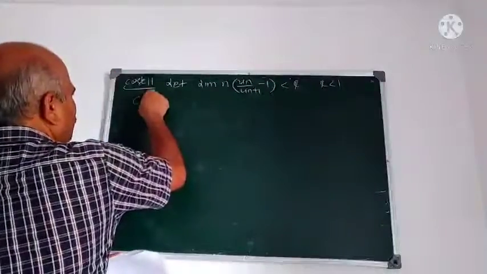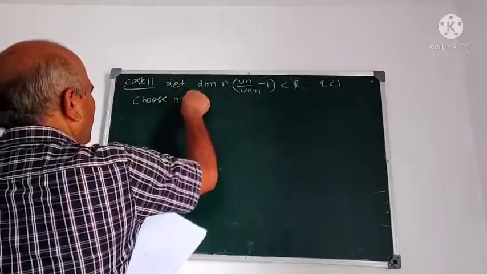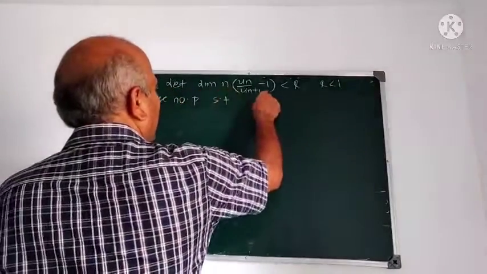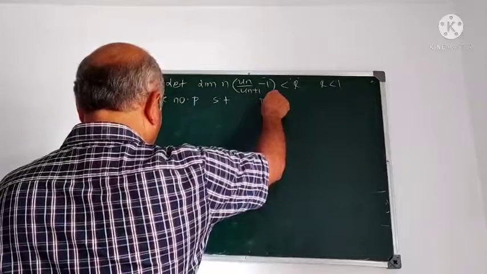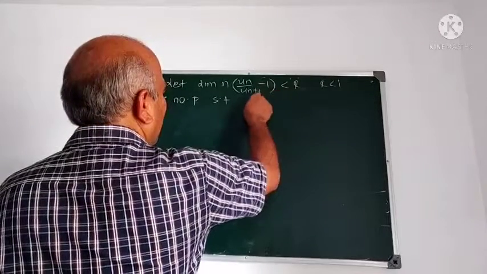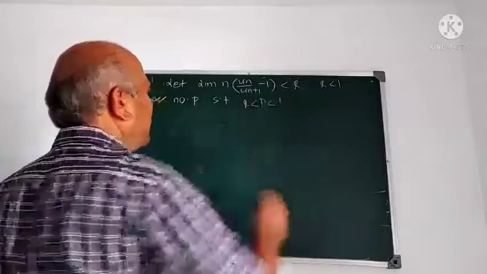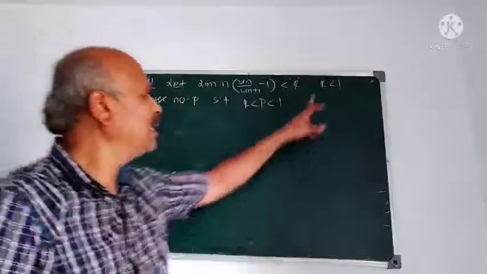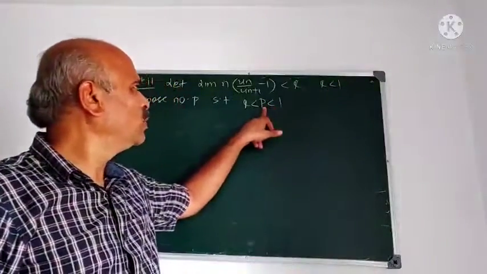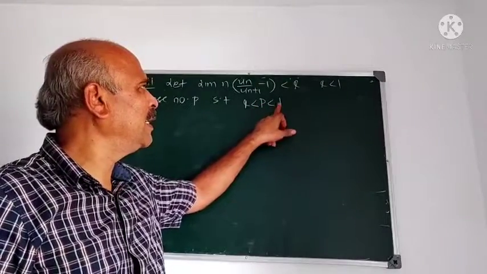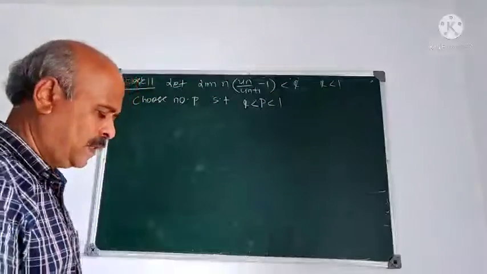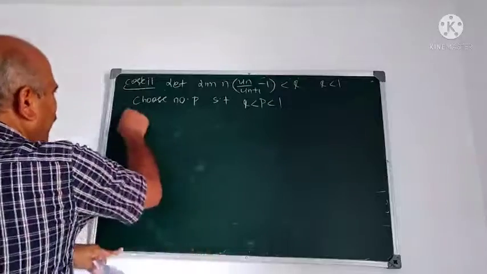Now choose a number P, such that P is greater than L but less than 1. What is L here? L less than 1. But we choose P greater than L but still less than 1 here.